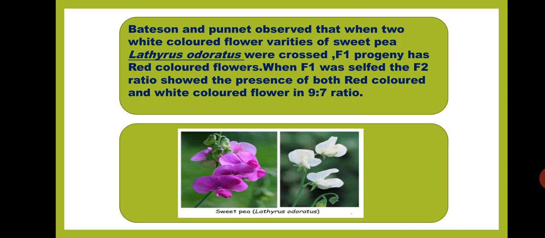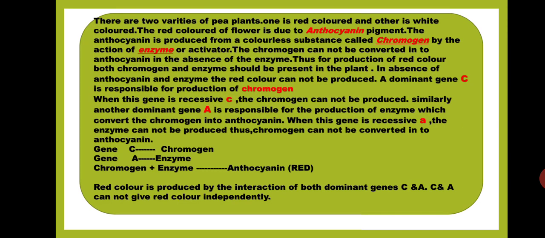Bateson and Punnett observed that when two white colored flowers of the sweet pea variety, the scientific name Lathyrus odoratus, are crossed, the F1 progeny produced has red colored flowers. When this F1 red colored flower progeny was selfed, the F2 offspring formed are in a 9:7 ratio. The 9 are red colored flowers and 7 are white.